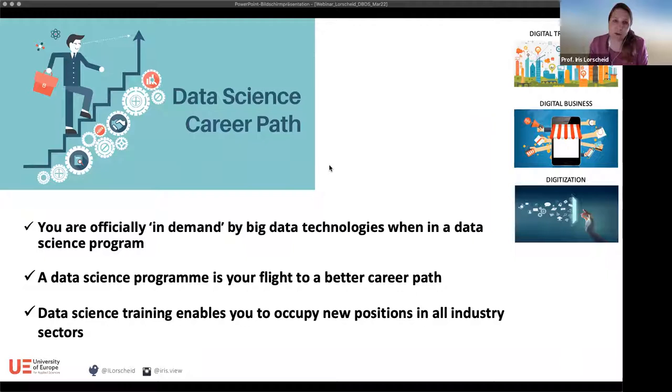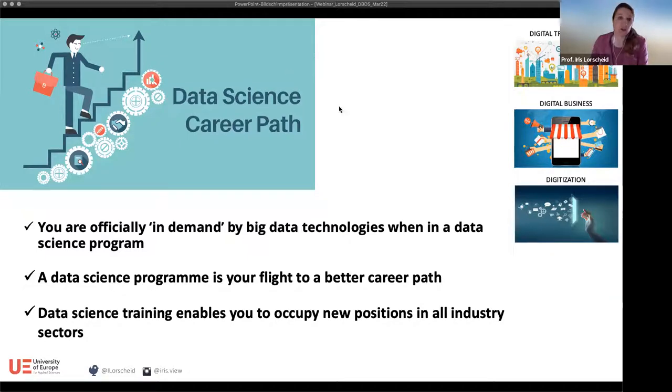So when you go into the field of digital business or data science, you are really in demand by big data technologies and by firms who create these technologies, but also by every other industry, because no industry and no business can act without being somehow reflected in the digital. And this is really a safe career path. You will not have a problem finding a job with a degree in data science or digital business. It really goes across all sectors because all the sectors work digitally.